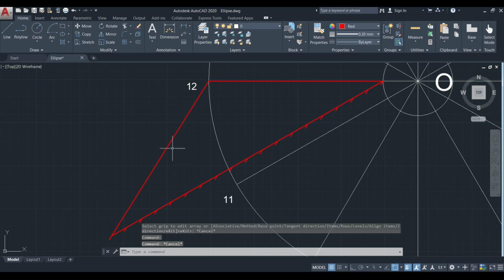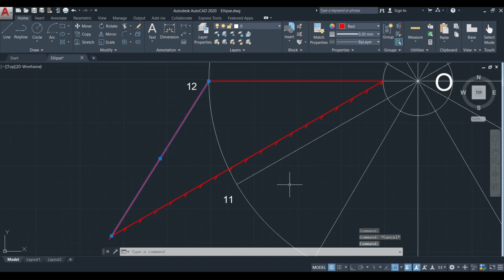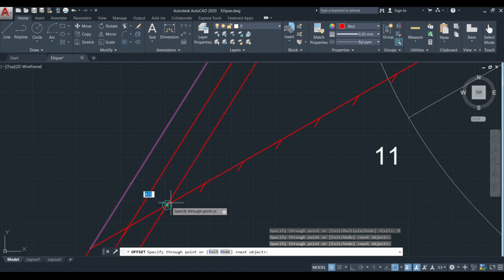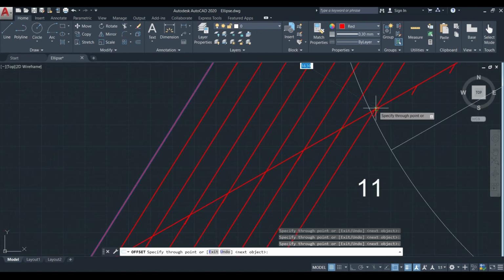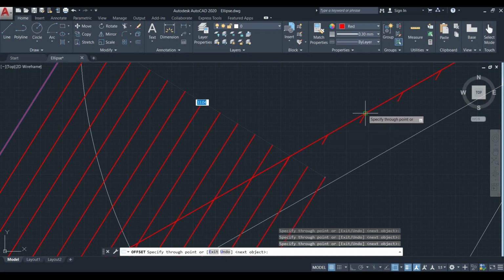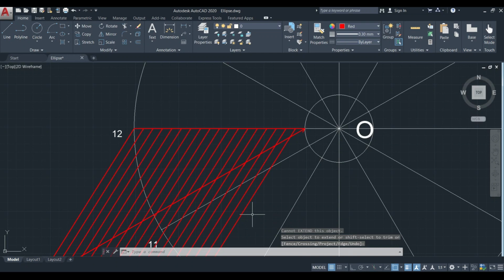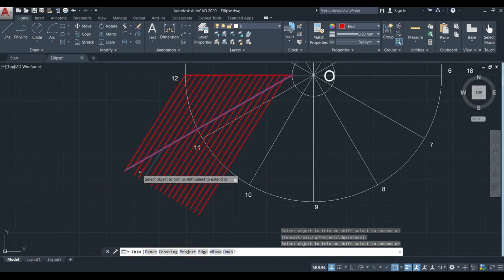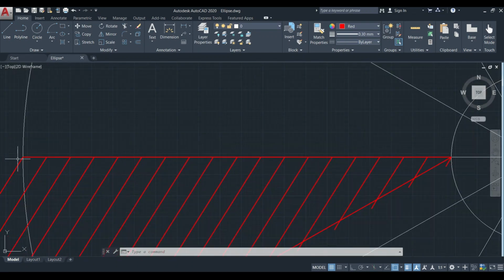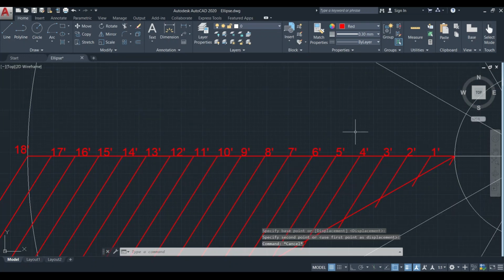Then we have to draw lines parallel to this particular line through each and every division point on the inclined straight line. Now we can mark the points on the divisions of the horizontal straight line like this. So here it is divided into 18 equal parts.